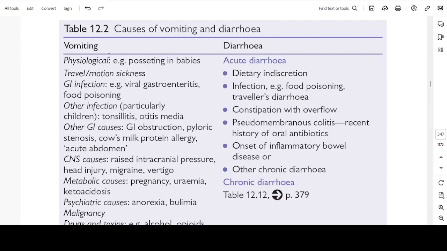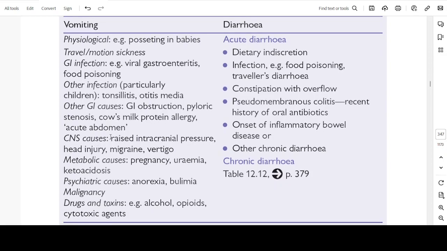Vomiting. Physiological causes, for example, posseting in babies, travel or motion sickness. GI infection, viral gastroenteritis or food poisoning. Other infections, particularly in children: tonsillitis, otitis media. Other GI causes: GI obstruction, pyloric stenosis, cow's milk protein allergy, acute abdomen. CNS causes: raised intracranial pressure, head injury, migraine and vertigo. Metabolic causes: pregnancy, uremia, ketoacidosis. Psychiatric causes: anorexia and bulimia. Malignancies. Drugs and toxins: alcohol, opioids, cytotoxic agents. These all cause vomiting.